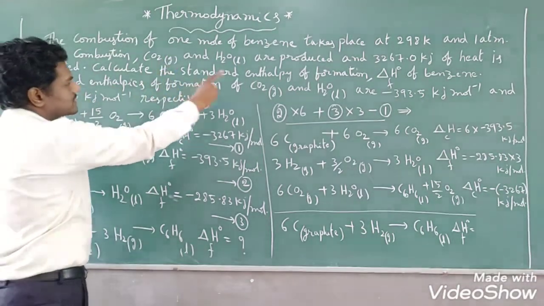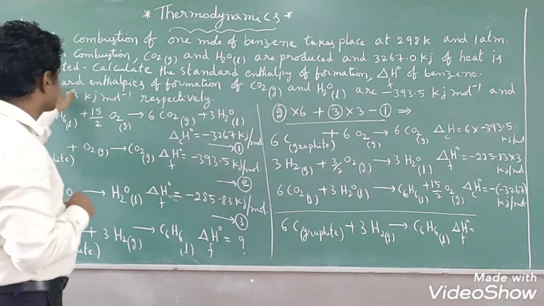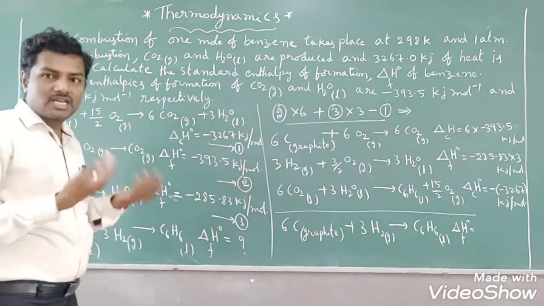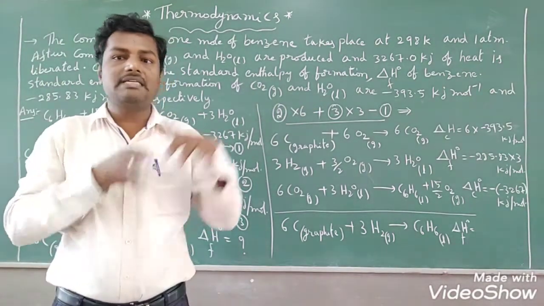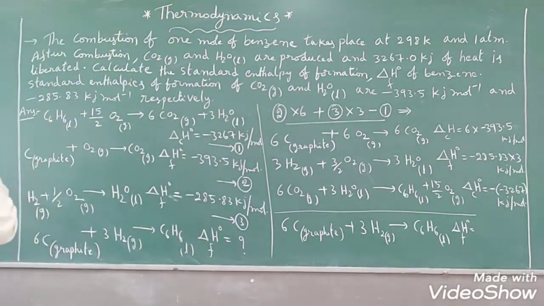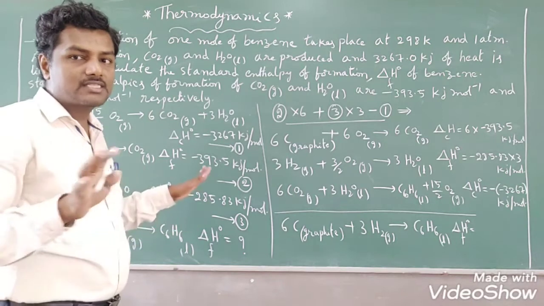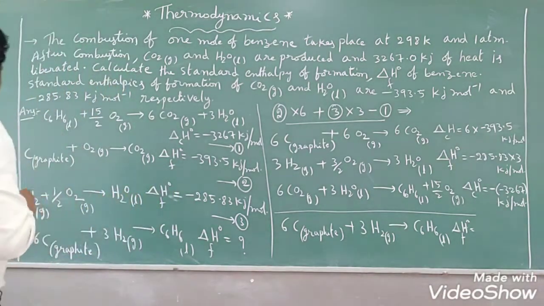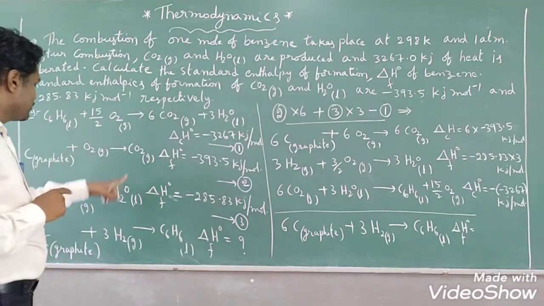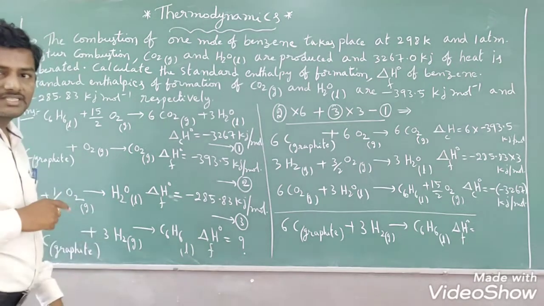Then we calculate the standard enthalpy of formation of benzene, that we will see. First, the given data: the standard enthalpies of formation of CO2 and H2O, values also given. Formation of any compound means 1 mole of the compound formed from its constituent elements in their standard states, right? Standard states also we have to mention very clearly. Then only we can say enthalpy of formation, or else we should not say it, already we have discussed. So for the standard enthalpy of formation of CO2 and H2O, we have to take them from their constituent elements in the standard states, right?